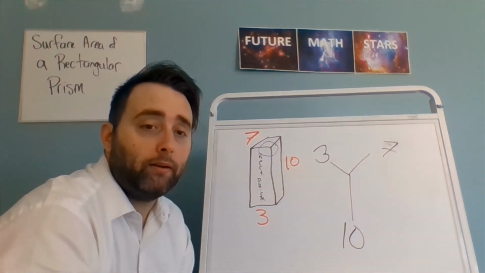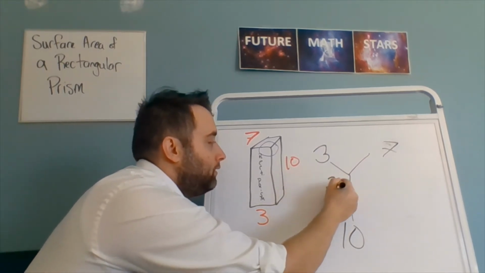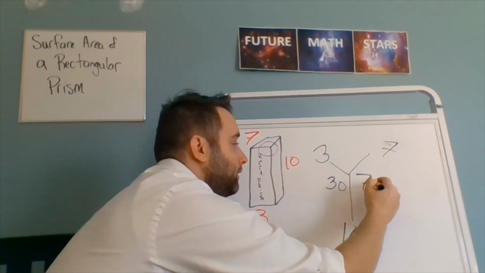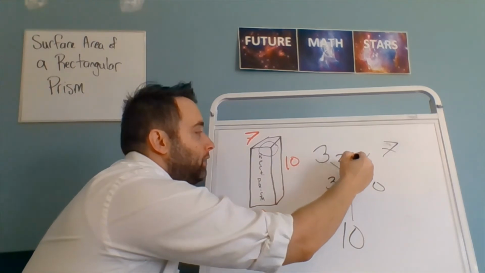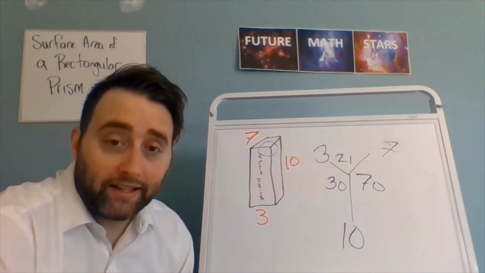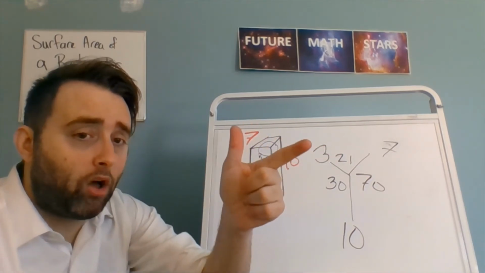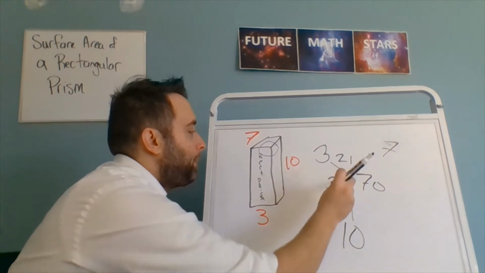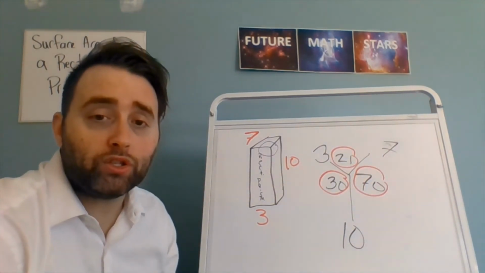Okay, so multiply all the numbers in there. 3 times 10, 30. 7 times 10, 70. And lastly, 7 times 3, 21. Well, I would say setting it up is the first step. Second step is multiplying all the numbers. Third step is to add all the numbers you just found.